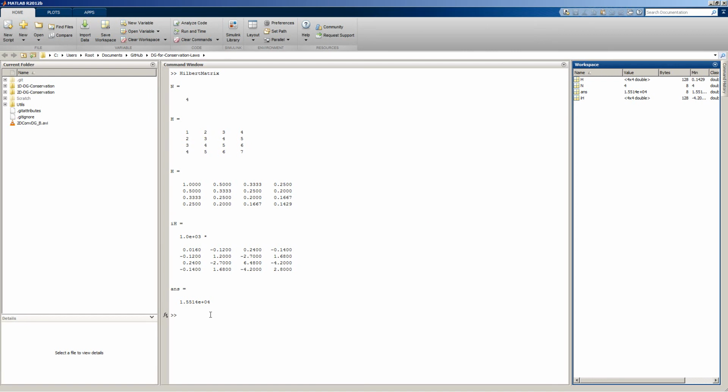we see we have a particular output. So here's our argument, here's the value of our exponents, and here's our Hilbert matrix. So we can see the inverse of the Hilbert matrix has some problems. This is times 1,000, and any one of these particular terms should be roughly equal in magnitude.